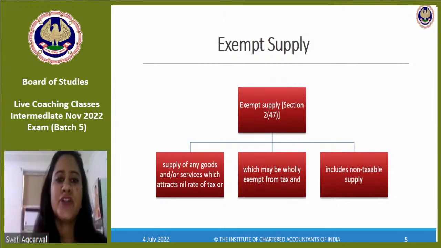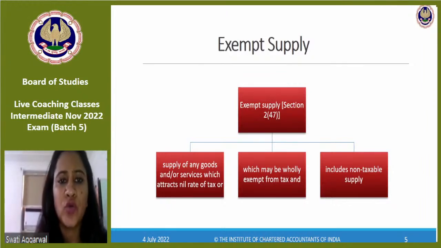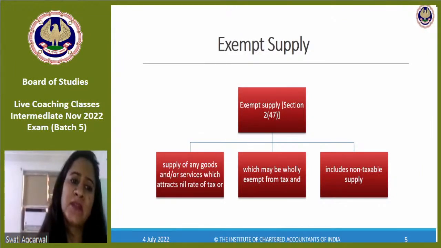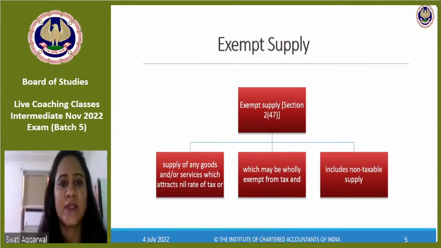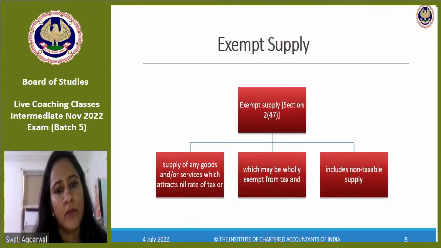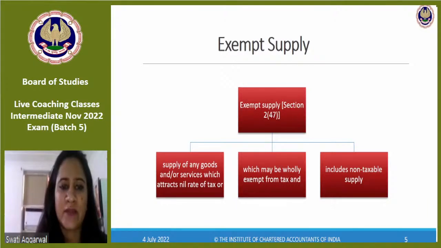Exempt supply. The definition of exempt supply is given under section 2, subsection 47 of the CGST Act, and it involves three kinds of supply. One is supply of any goods and or services which attracts nil rate of tax. So if any supply attracts nil rate, then that will be considered as exempt supply. Second one is exempt supply which may be wholly exempt from tax. If something is wholly exempt, then that is exempt supply.